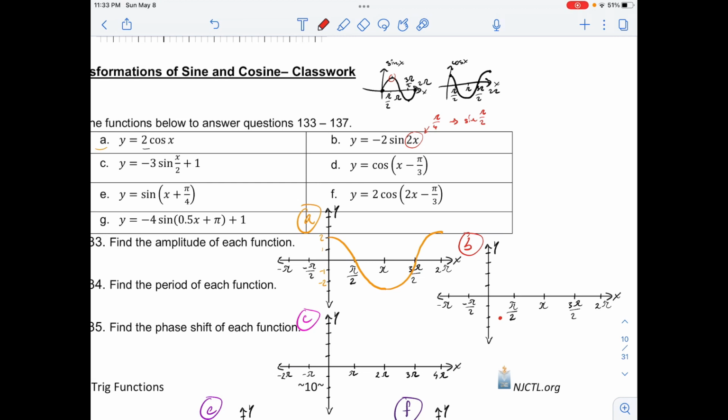Then we have pi over 2. Plugging that in for x gives us sine of pi. So we know that sine of pi is 0. So that'll come back to 0. And then plugging in 3 pi over 4 for x, we get sine of 3 pi over 2 times negative 2, which would be right here, coming back to 0. So in this case, our graph looks like this for one cycle.